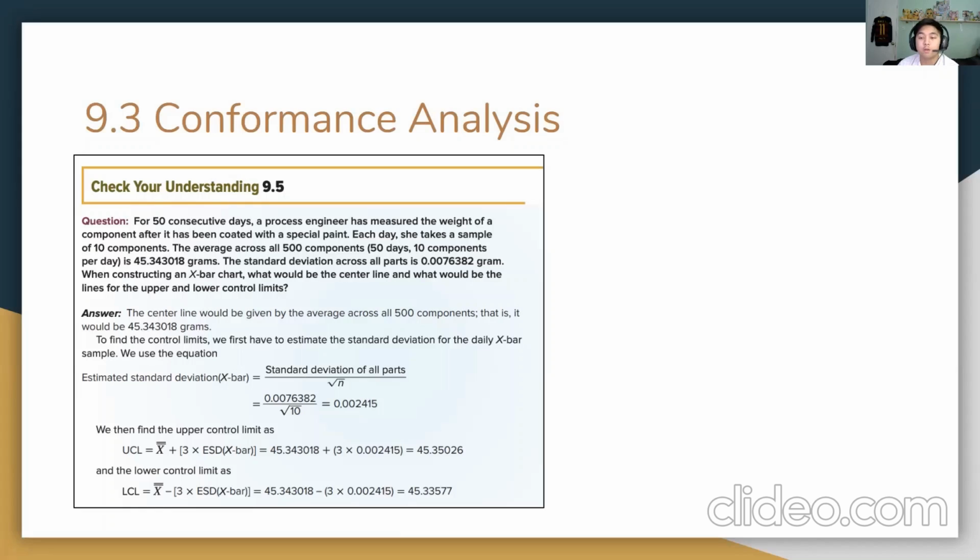And it is as follows. UCL equals X bar plus 3 times the estimated standard deviation of the X bar. And the value would be 45.35026. And the lower control limit is as follows. The LCL equals X bar minus 3 times the estimated standard deviation of X bar. And the value would turn out to be 45.33577.